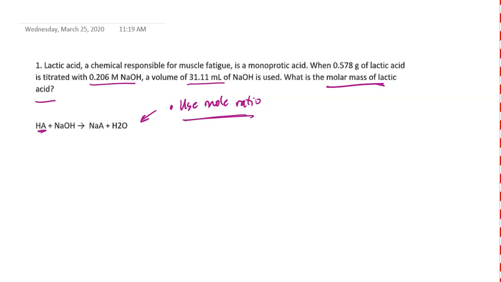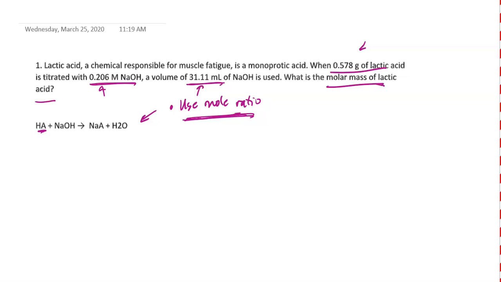So what that means is when you're provided the data, so we were given 0.578 grams of lactic acid, we were given the concentration of the base, and we were given the volume of the base used, you have to find a way to work your way into units of moles. Notice we're not there yet anywhere. None of these numbers are in units of moles, so we can't even do this yet. And you have to choose the path that will get you to moles. Only one possible path will exist.